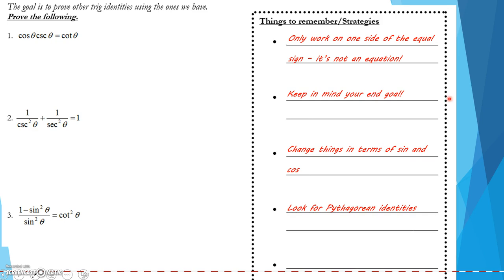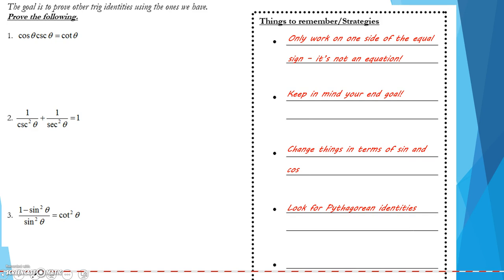So the second strategy is to keep in mind your end goal, so whatever you're trying to get to. The third one that we're going to be using for the first problem is to change things in terms of sine and cosine. And so you're going to be using the identities that we learned yesterday, and a lot of those get to sine or cosine. And so if you can get things in terms of that, you have more options.